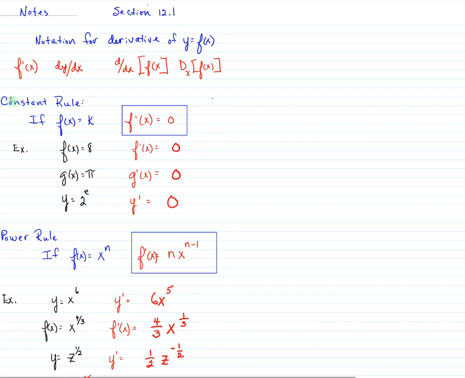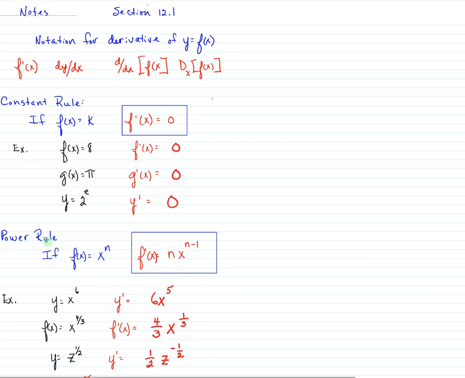So the first rule is the constant rule. If your f of x, if your function is a number, a k, then the derivative is always 0. That's an easy one. So looking at these examples, if your f of x is 8, g of x is pi, y equals 2 to the e, all of these are just constants. Those are numbers. So the derivative of every one of those is 0.